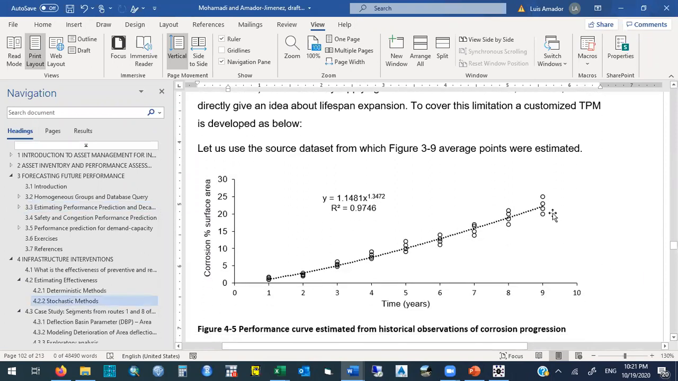So you're going to have multiple observations for a specific point, and then we're taking the mean, but we need to know how much is the variability, how much is the uncertainty around.